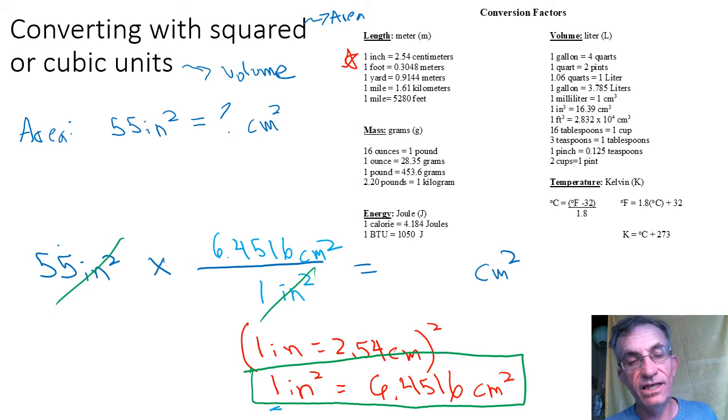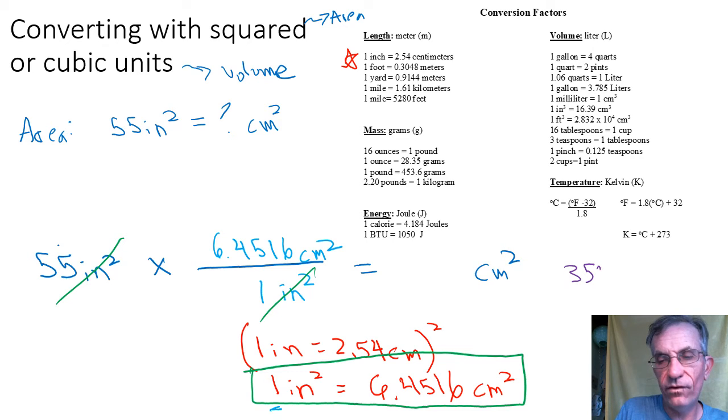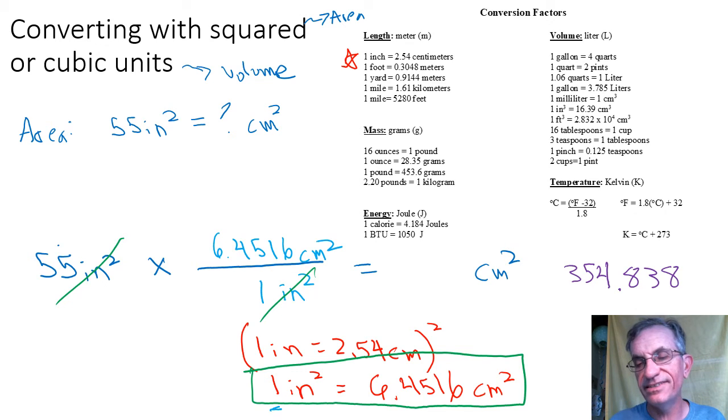And what you should get, if you do 55 times 6.4516, let me do it again on my calculator, because I didn't write down the whole answer. Your calculator is going to spit out 354.838. Now, that's too many sig figs. How many sig figs should be in our answer? 2. So if I want to round that to 2, I guess I'd round it to 350. All right, it should look like that.